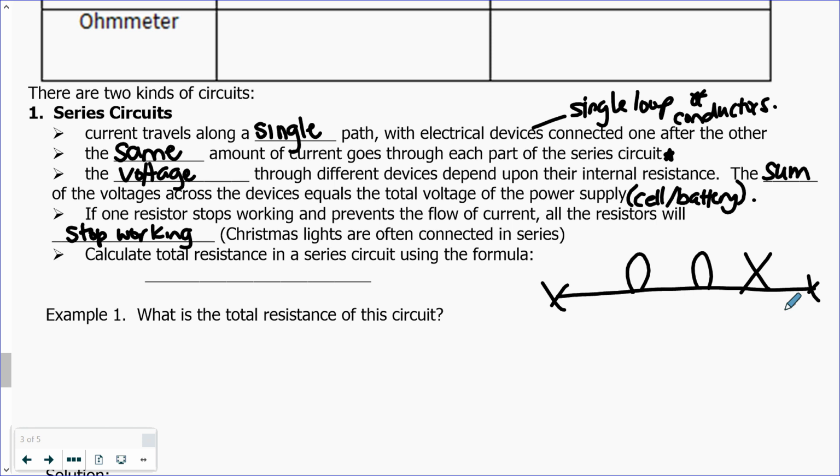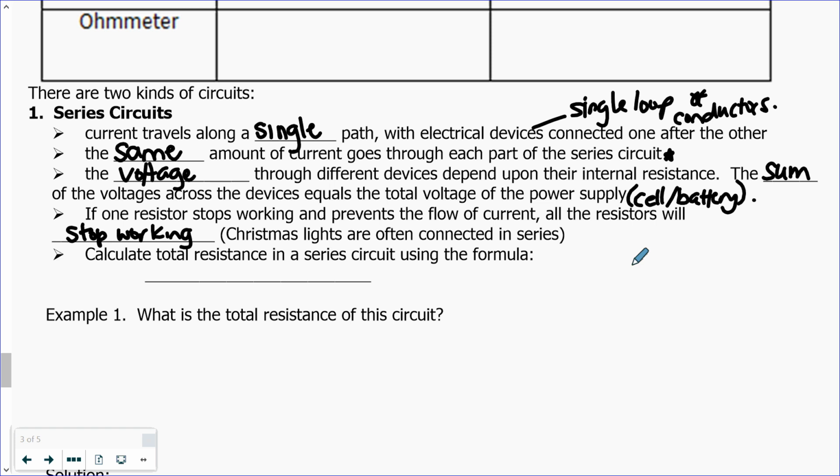So again, if one thing is burnt out or is not working within a series circuit, nothing will work in the series. And again, that's because of that single direction or single path that can be taken. So if that path is cut off, there will be no flow of current.